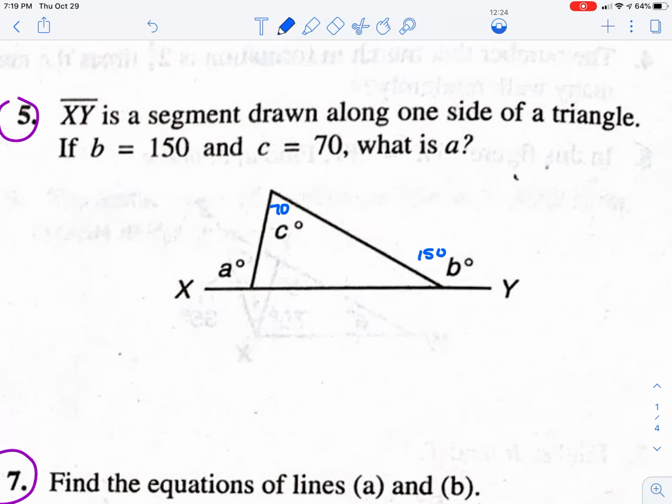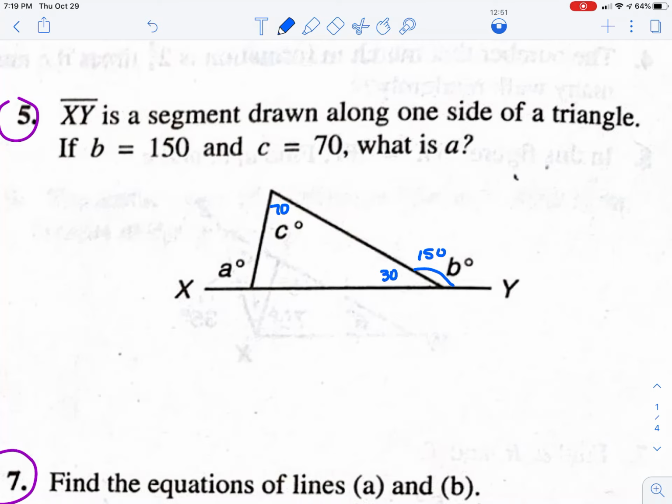So let's see. I think you guys used the remote angle theorem. I did mine a little bit differently. I guess it doesn't matter. I'm just going to show you how I worked through this. I noticed that if this angle over here is 150, then I knew that this one had to be 30 because that's a linear pair, right?